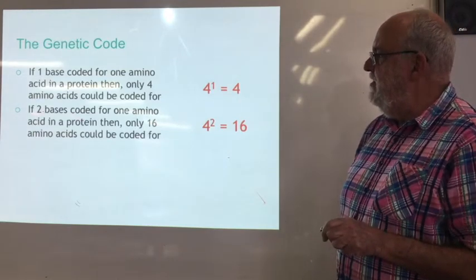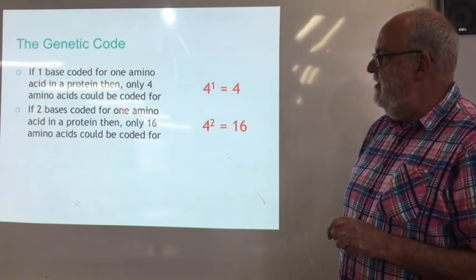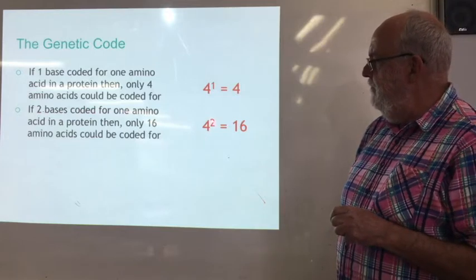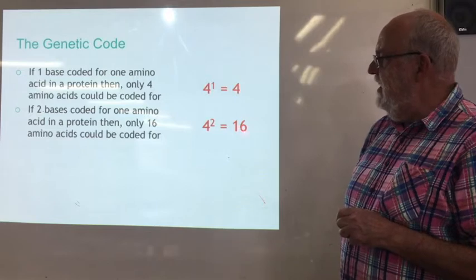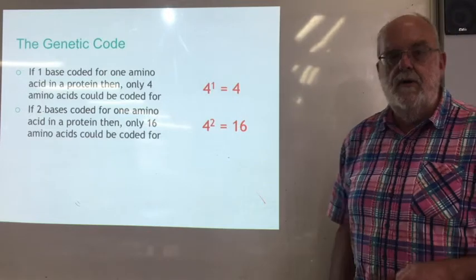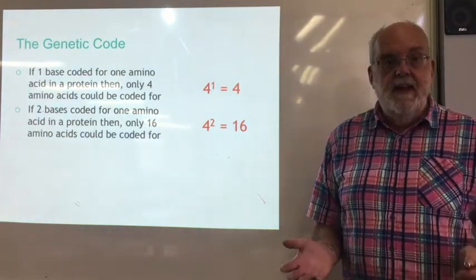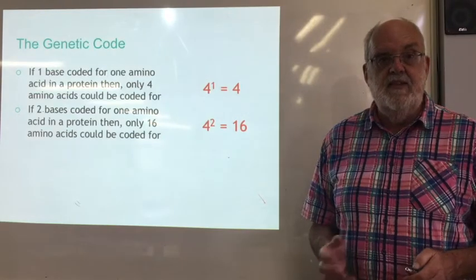If we take 2 bases, which could code for an amino acid, so there's the 2, there's the 4 bases, 4 to the power of 2 would give you 16. So that would give you only 16 amino acids, which again is far too few. We need at least 20.